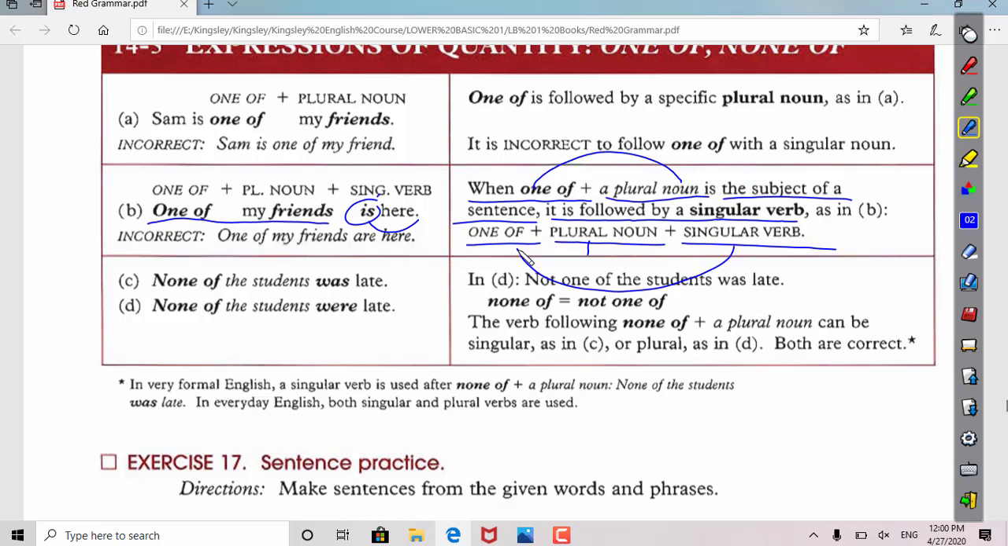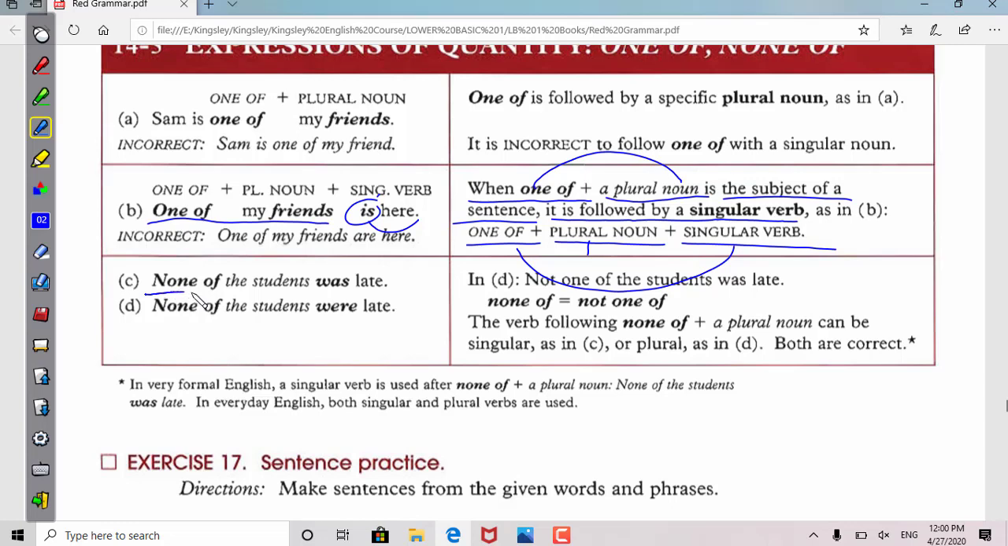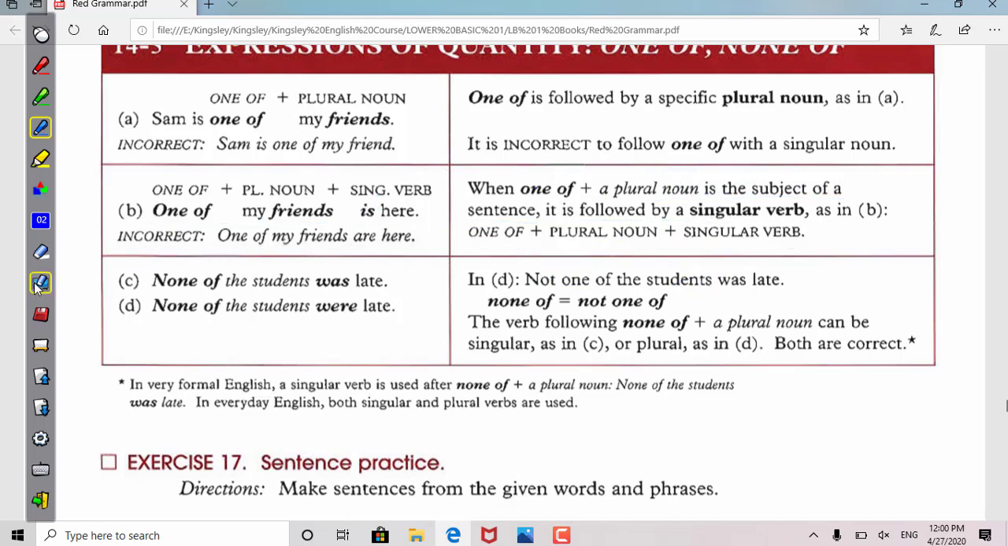So when we say one of, satu dari, the negative of satu dari will be tidak ada satu pun, right? So you will say none of the students was late. When you talk about one of, the opposite will be none of the students was late. So not one of the students was late. None of means not one of. Tidak satu pun.